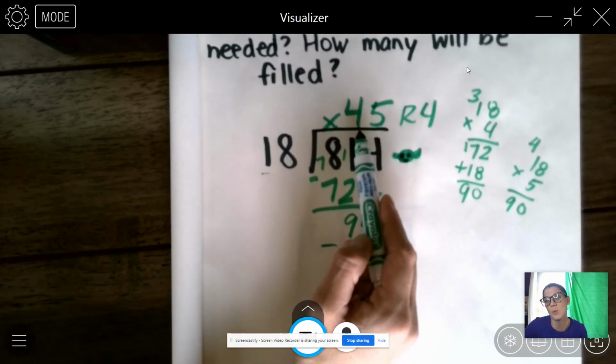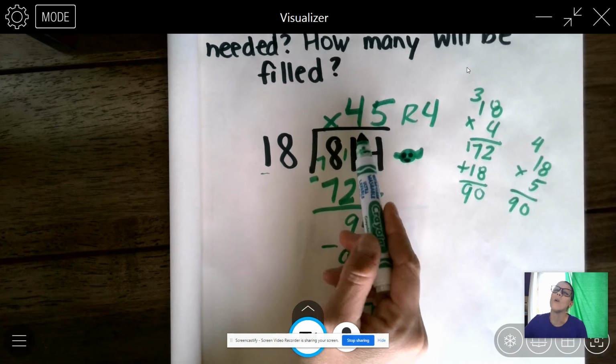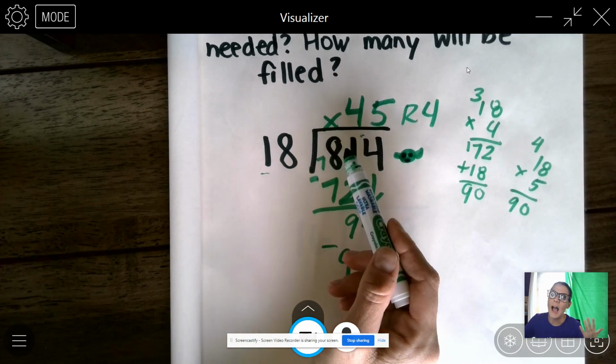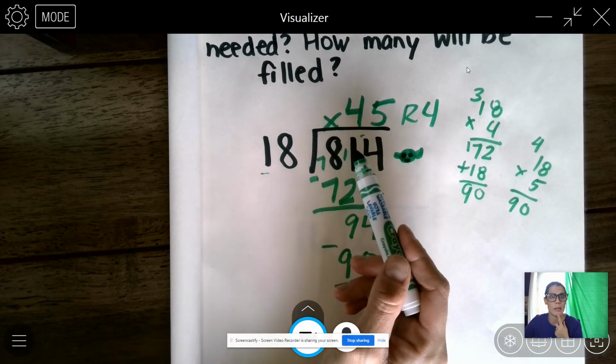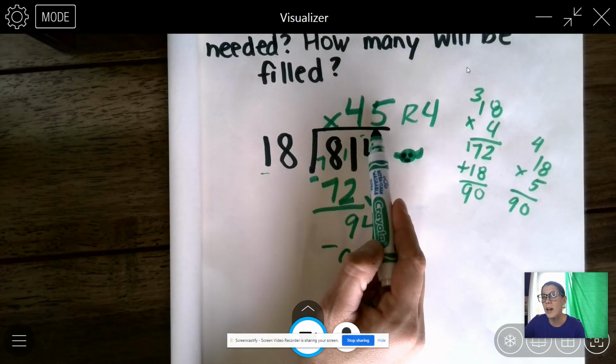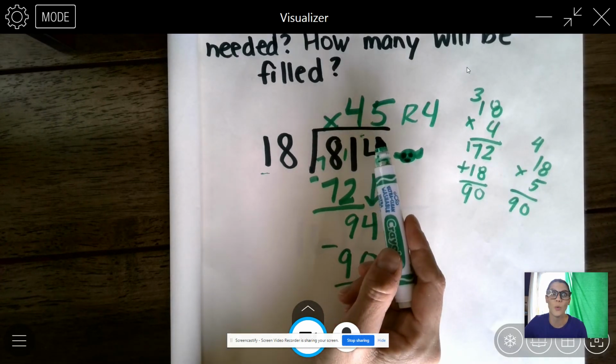Now, how many boxes will actually be filled? That's 45. So remember when we talked about last week, or it might be 2 weeks ago, depending on when we're watching this, we talked about how it's really important to pay attention to how a problem is worded. This is a great example of that.